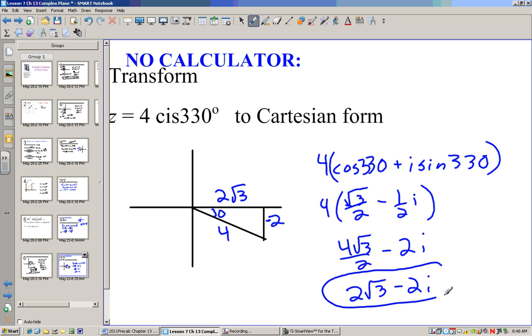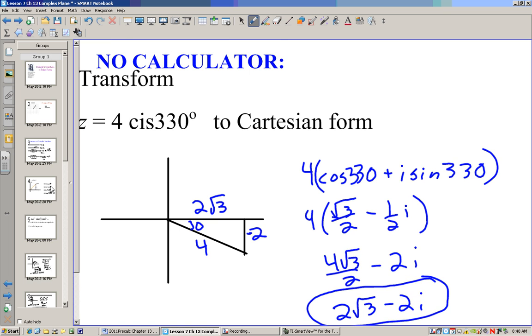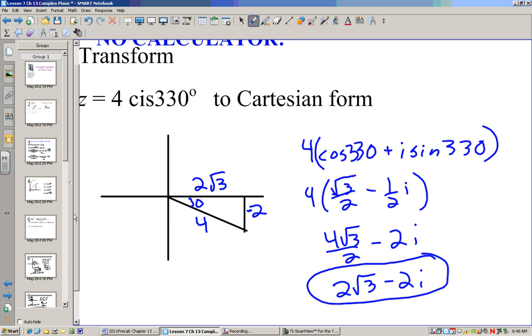And you saw that I did this first. I did that kind of as a mistake. I was going to show you along with this, but once I finish this, there's 2 ways you can do the problem. See the connection? 4 cis 330 means you go to the right 2 root 3 and down 2. And if you know your 30, 60, 90 triangles, you could just find them without going through all these steps.